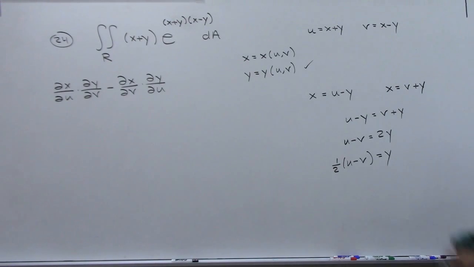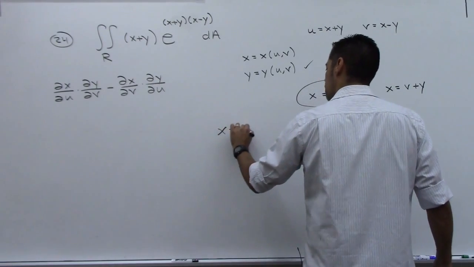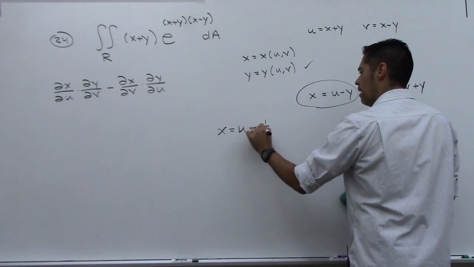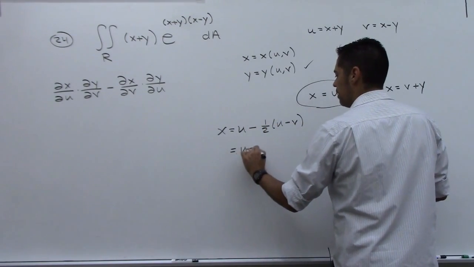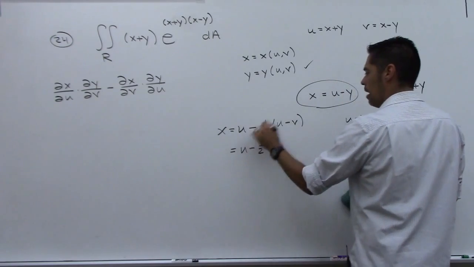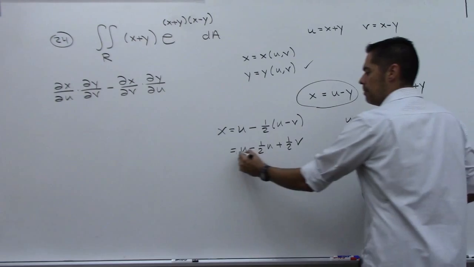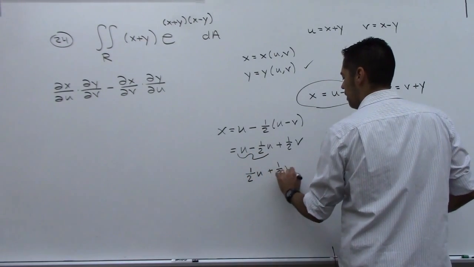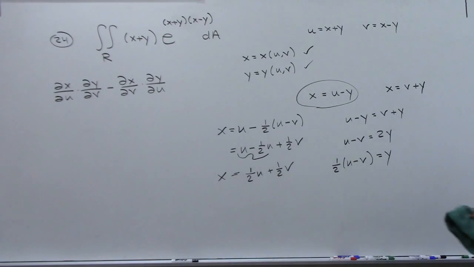And then you could do the same thing to get what x is, but even easier, just take this right here. Take x is equal to u minus, now y, you know what y is, right? Y is this, so 1/2 u minus v, distribute, so minus 1/2 u and then plus 1/2 v. So just distribute through, and then put these two together, you get positive 1/2 u plus 1/2 v is what x is. So you have x as a function of u and v.